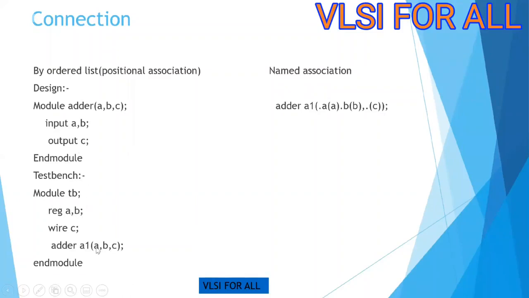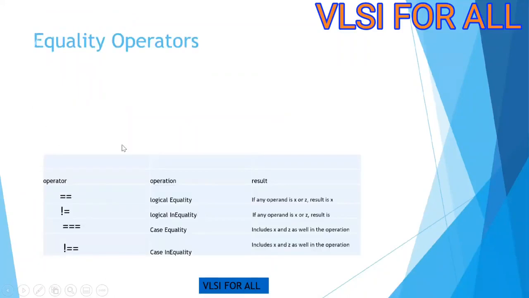It's just that the first value will map to the first, not A to A by name. The second will map to this second.